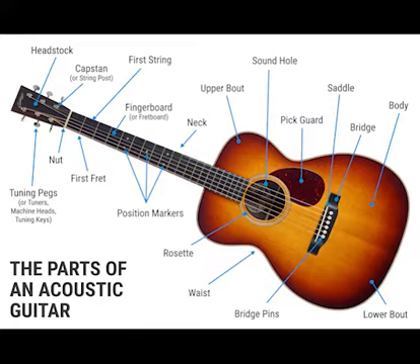We will be going over the parts of an acoustic guitar in this first segment. The first part is the headstock. The headstock can be found right above the neck of the guitar at the very top. The headstock has tuning pegs on it, which you can use to tune the strings individually on the guitar.